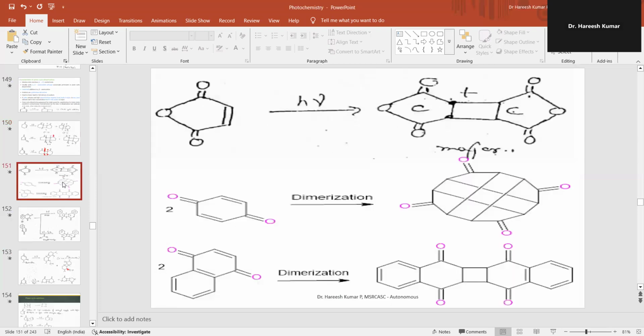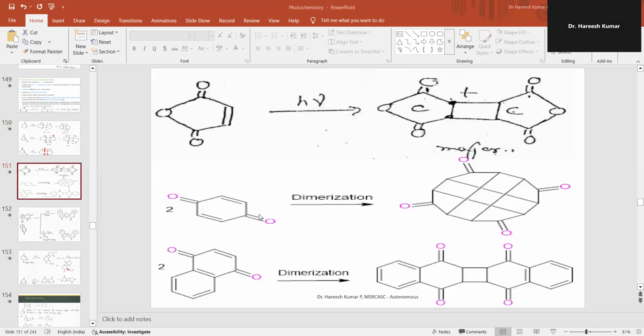I will go to the next slide. In the next slide, I'm taking one more example. The compound is maleic anhydride, similar to succinic anhydride. Maleic anhydride on irradiation gives a cis ring junction. This is a cis ring junction.